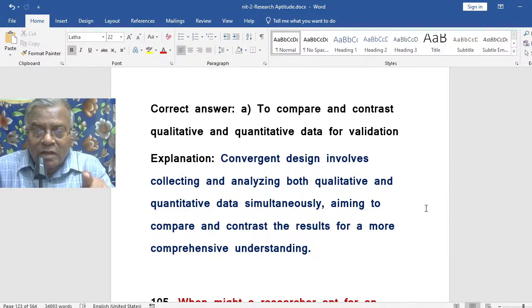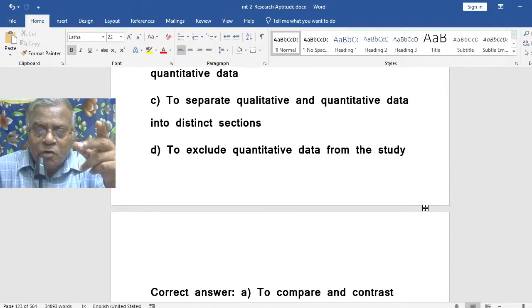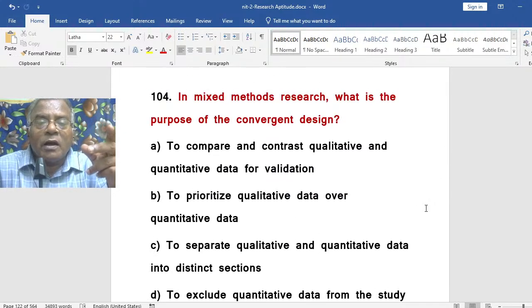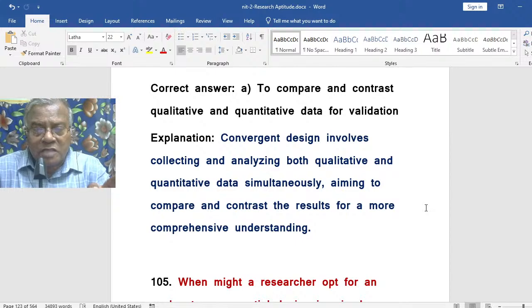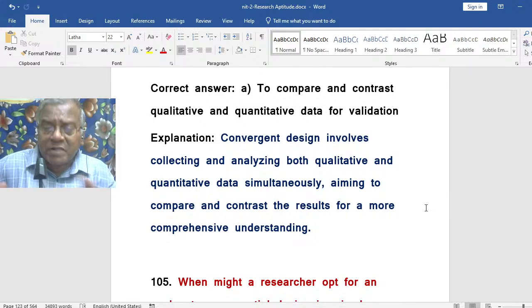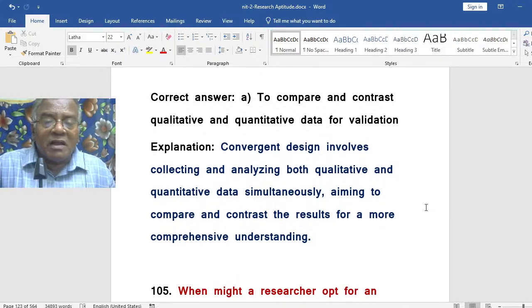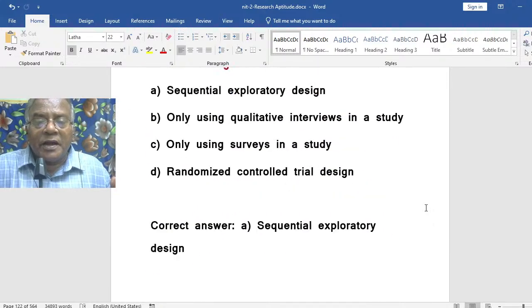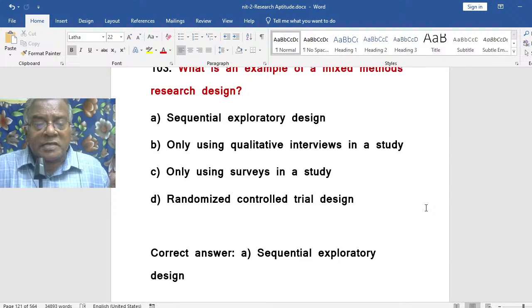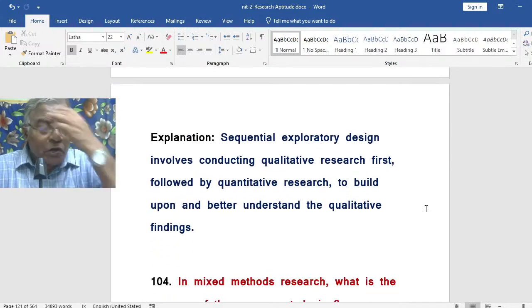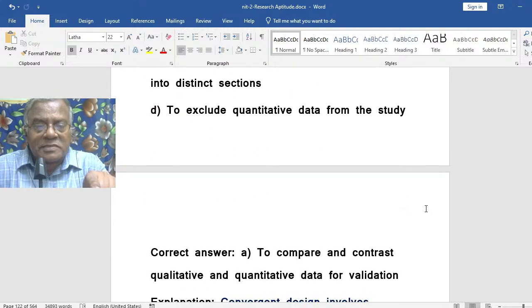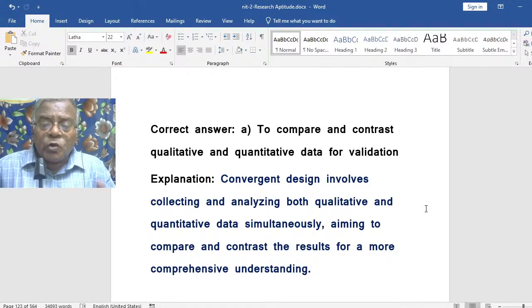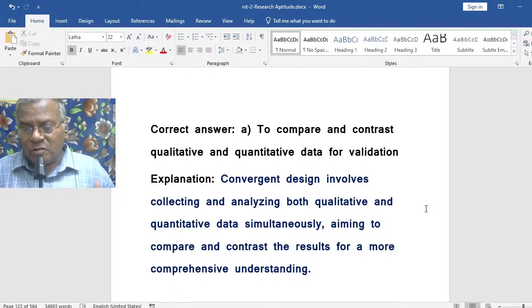Simultaneously, you have to see there is a difference between the sequential exploratory design and this design. There is a difference. This convergent design involves collecting and analyzing both qualitative and quantitative data simultaneously, at the same time. Whereas in a sequential exploratory design, first you are using qualitative research and then quantitative research. Whereas in this one, that is namely the convergent design, you are using both simultaneously at the same time. So you must see the difference now.